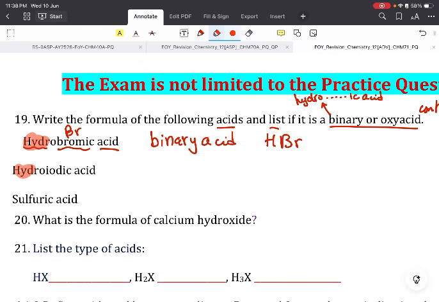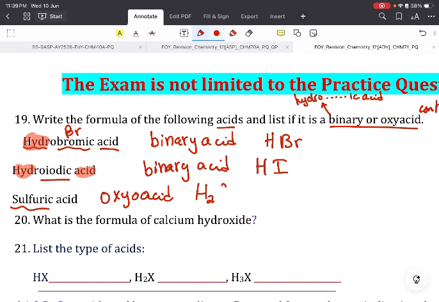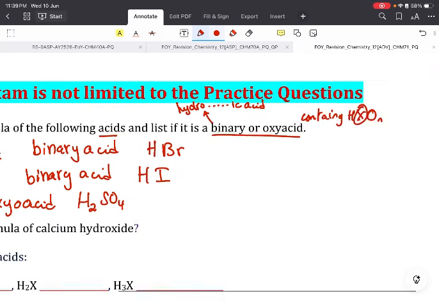Again, hydroiodic acid. Because I see hydro, it's a binary acid. And every acid must start with hydrogen to be an acid. And iodic is I. Sulfuric acid, there is no hydro in it, so that is an oxy acid. And you need to know the formula of this oxy acid, and it is H2SO4.